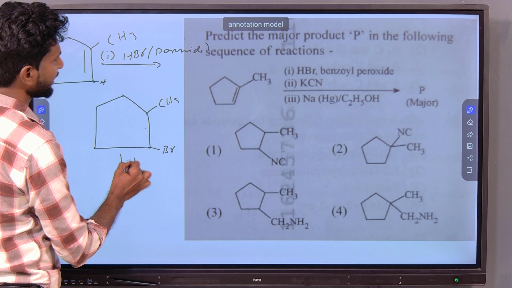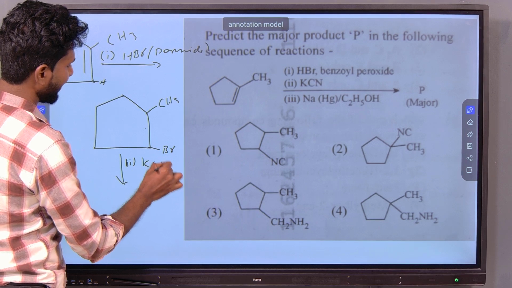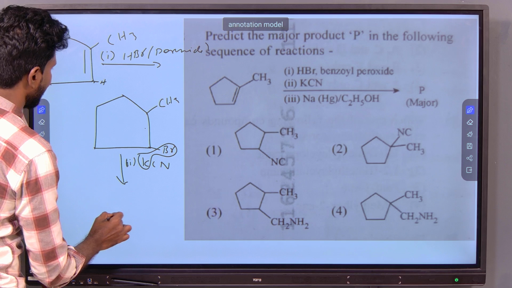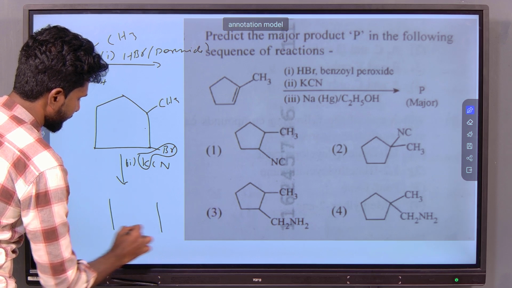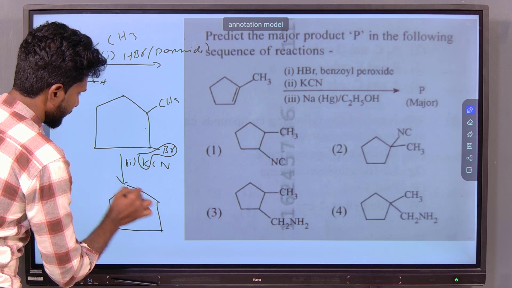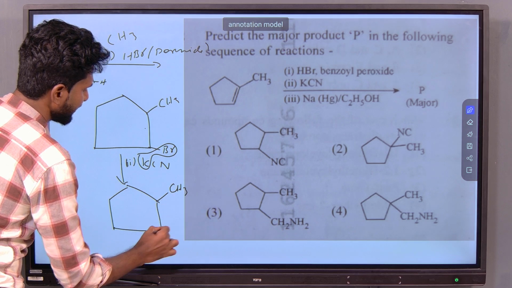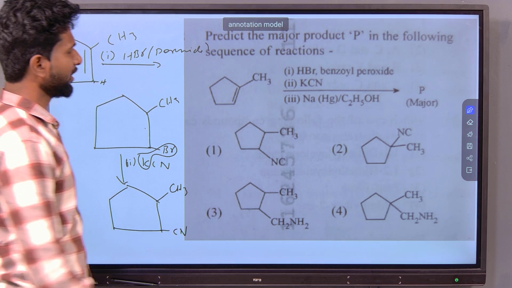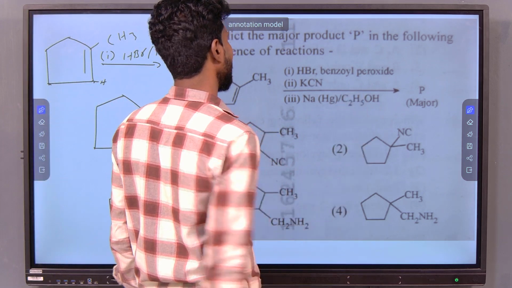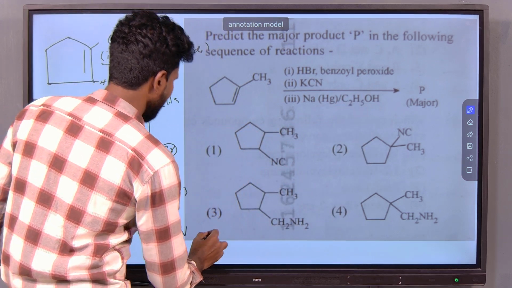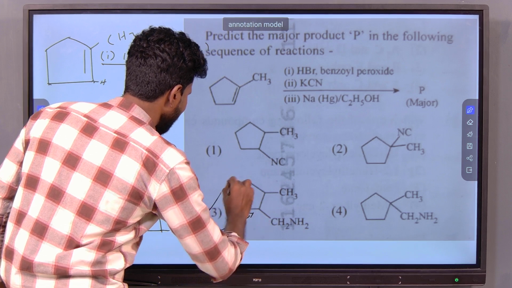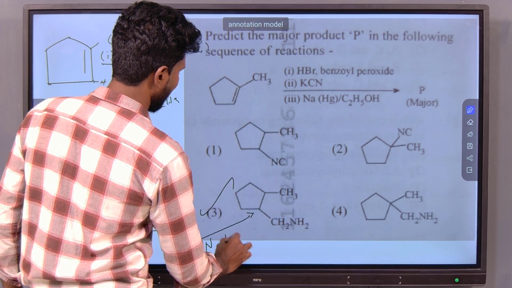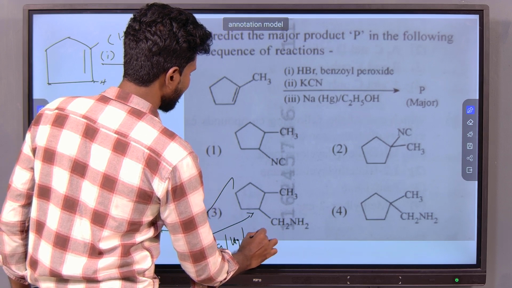Then the second reagent is KCN. When we add KCN, the bromide is eliminated and CN is added. We get the methyl compound with CN. What is the last step? Sodium amalgam in ethanol. There is a reduction, and it reduces to give this product. This one is the product, option 33 is the answer.